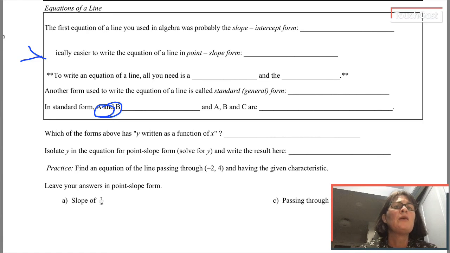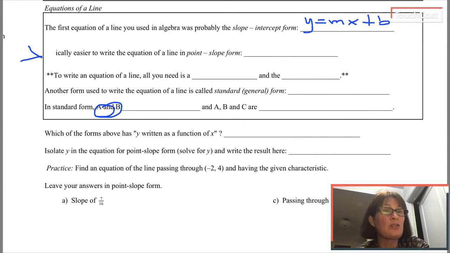It's written in. We said the first equation you probably used was slope-intercept form. That was y equals mx plus b. And in your notes, you wrote that m stands for the slope and b stands for the y-intercept, meaning the place where your line crosses the y-axis.